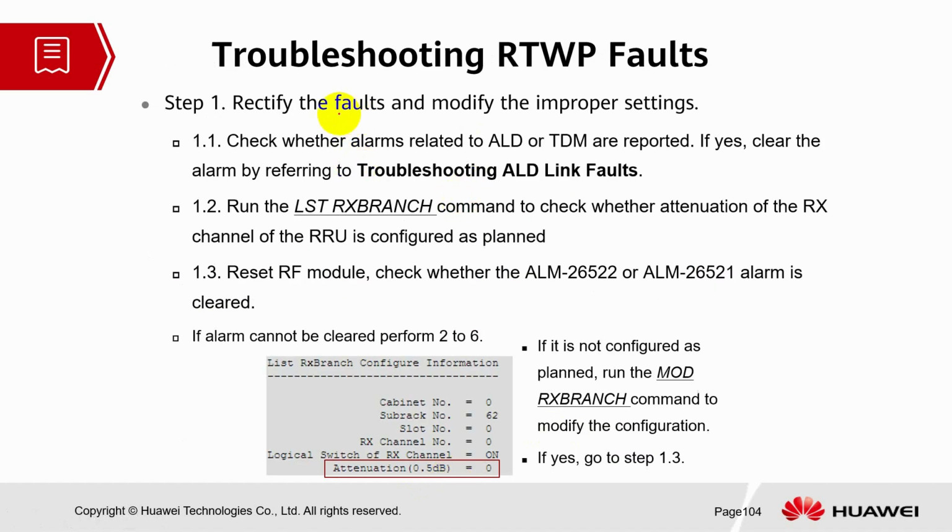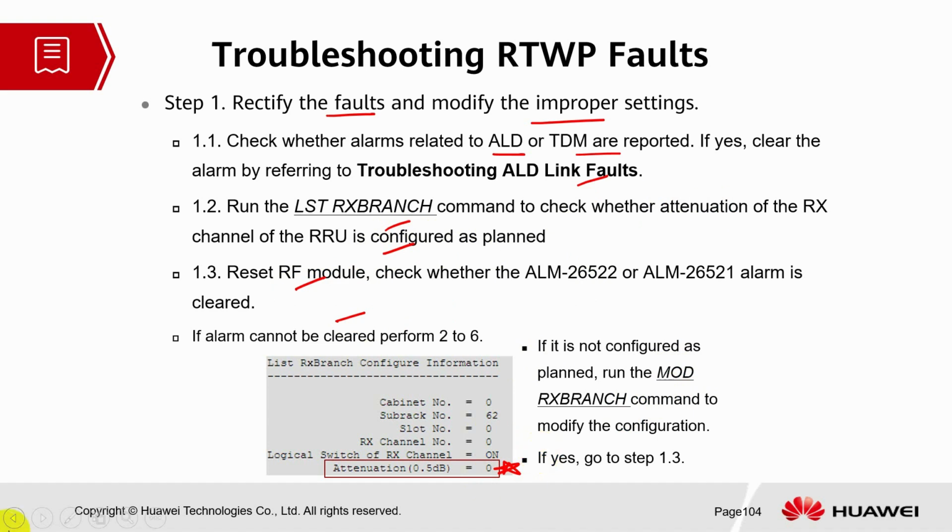Step 1. Rectify the fault and modify the improper settings. Check whether alarms related to ALD (antenna line device) or TMA are reported. If yes, we have to clear the alarm first. Run the list RX branch command to check whether the attenuation of the RX channel in the RRU is configured as per plan. Else reset the RF module, but this one can be done on site. Check whether the alarm is cleared. If not, we have to modify the RX branch and correct the attenuation value based on the actual one.